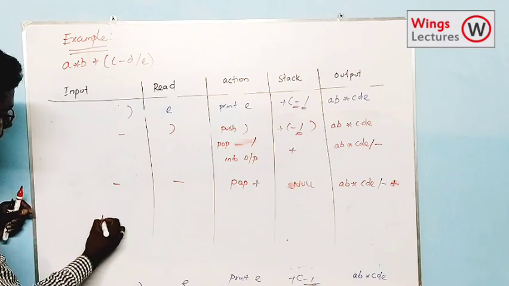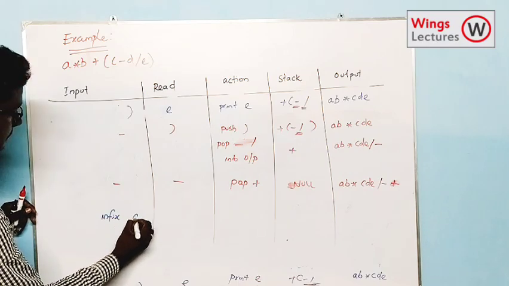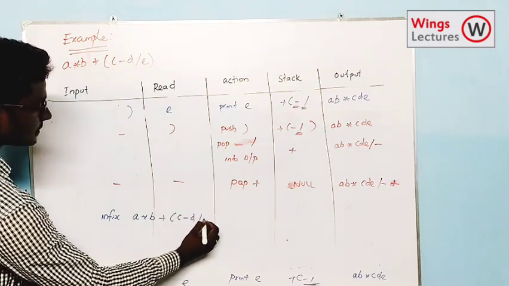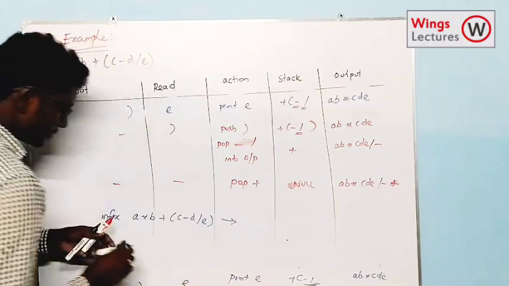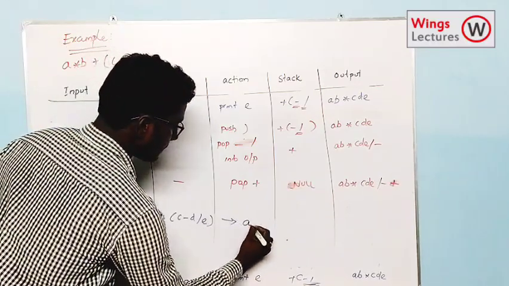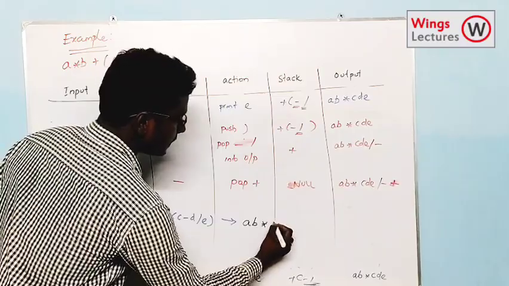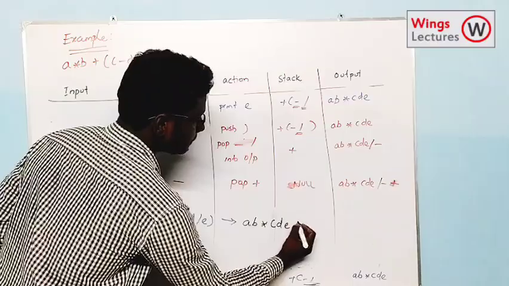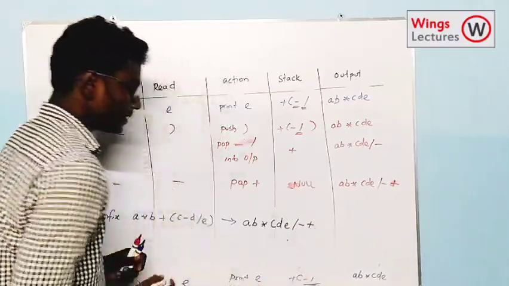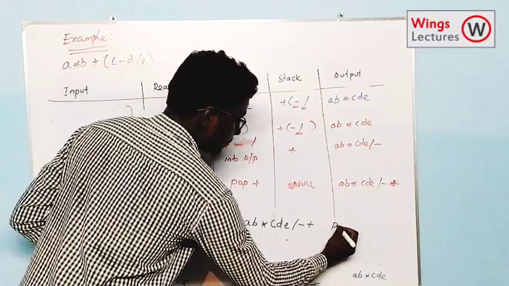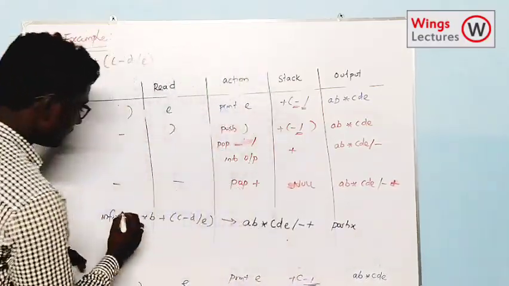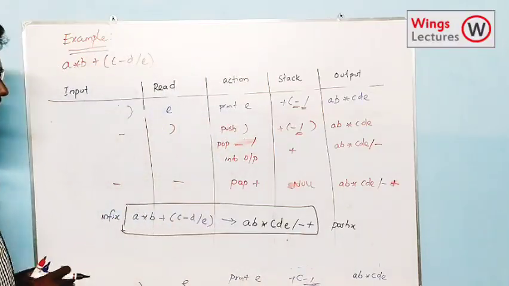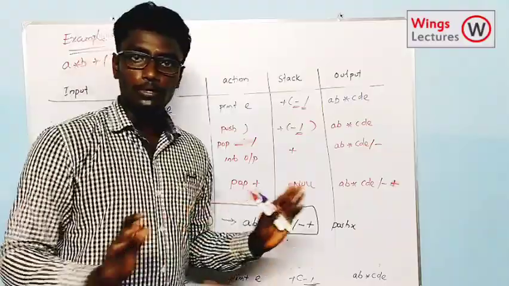See, the infix is A star B plus C minus D, so the converted expression is A B star C D E slash minus plus. This is the postfix one. That's it, that's the whole procedure.